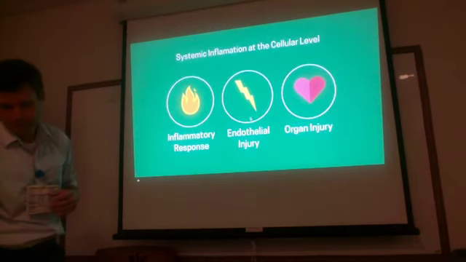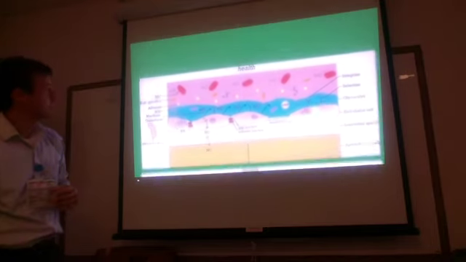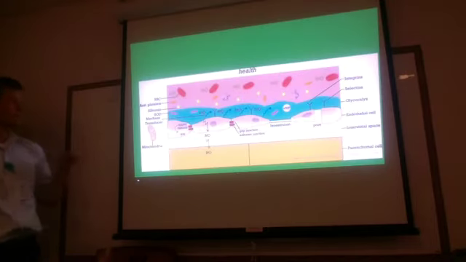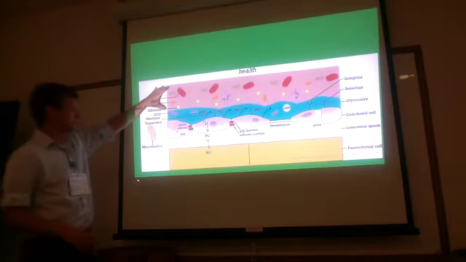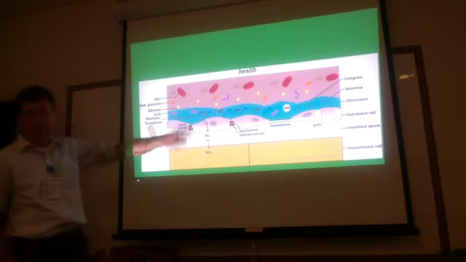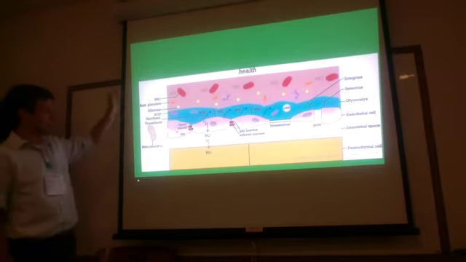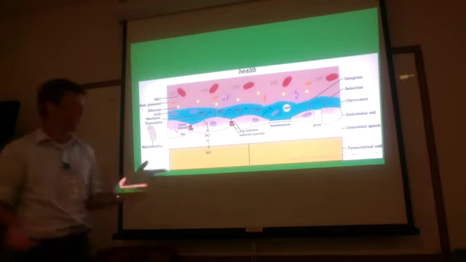So if we look at that this way, this is your healthy endothelium. So this is the blood vessel in here. This is the lining of the blood vessel, and this is all the tissue that's on the outside. And so you have your red blood cells, which are floating through. You have some protein molecules. You have some platelets that aren't activated.